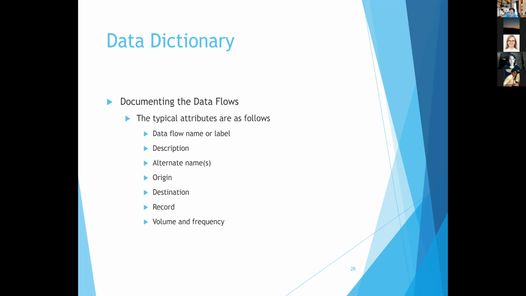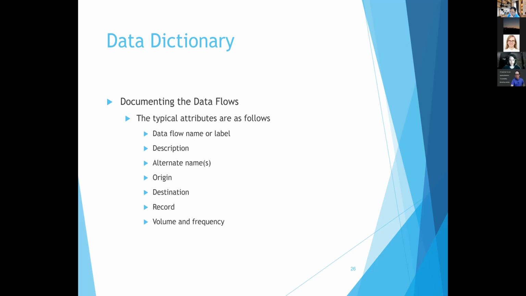The next slide that I'm going to talk about is the data flow. When you have to record or document the data flow, these are typical attributes that you should have. First, data flow name or label, description of it, alternate name or alias or nickname, origin, destination. That means where is the place that generates this data flow and where is the destination that receives this data flow.